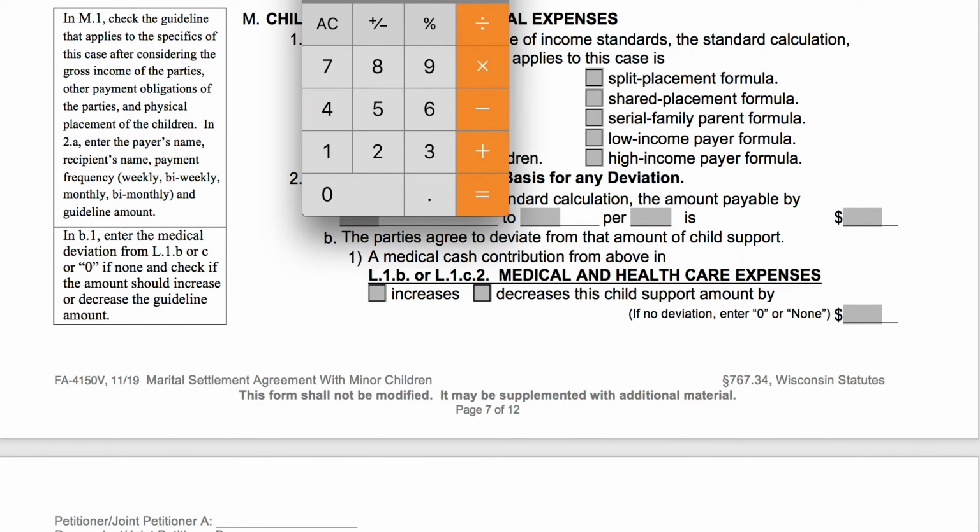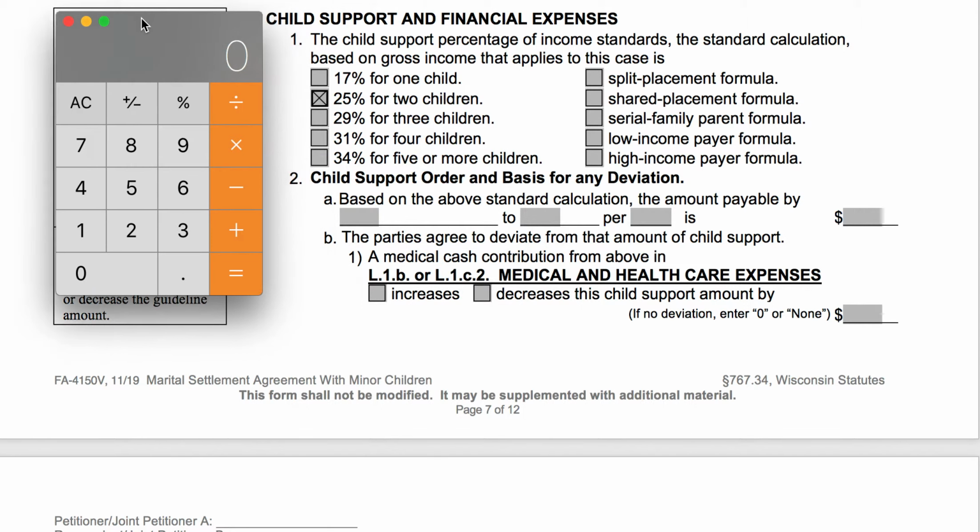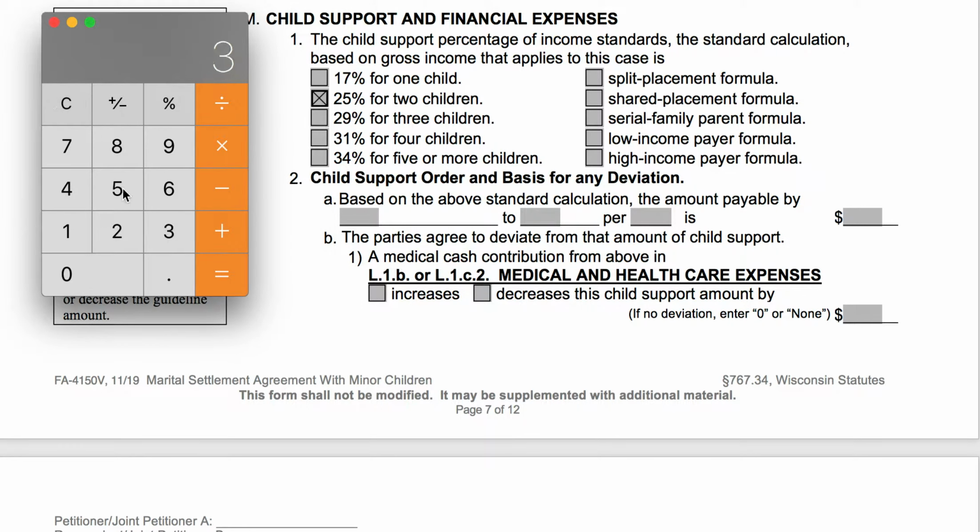And then we're just going to pull up, I'm going to move the calculator so you guys can see it. We're going to take his gross income of $3,577. We're going to multiply it by 0.25 for 25%. And we come up with $894.25.